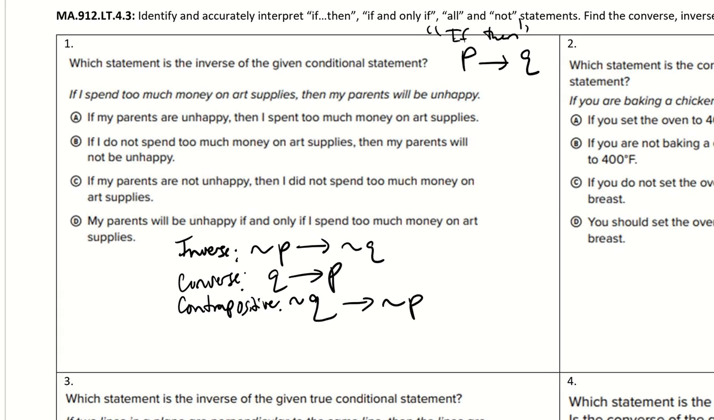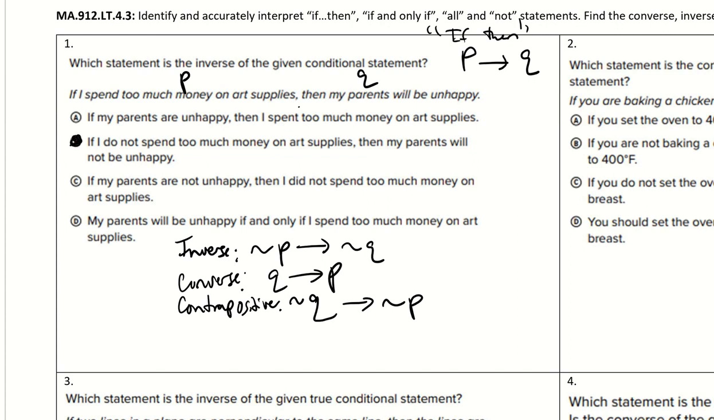So here this is P and this is Q. If I spend too much money on art supplies, so if P, then Q, my parents will be unhappy. So if I want to do the inverse, then I just got to negate both statements. If I do not spend too much money, then my parents will not be unhappy. I just got to negate it.